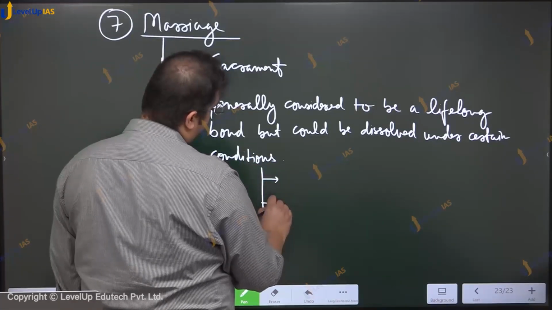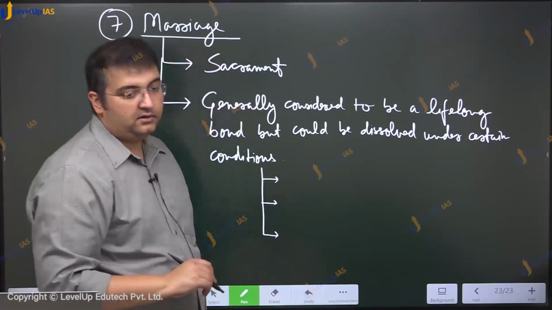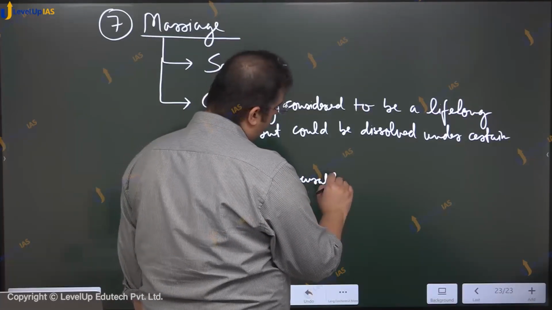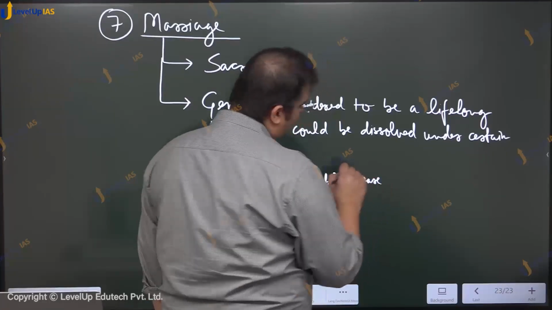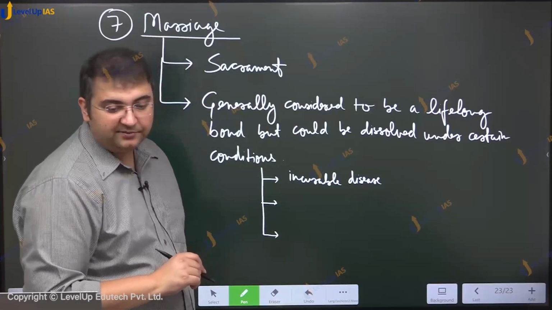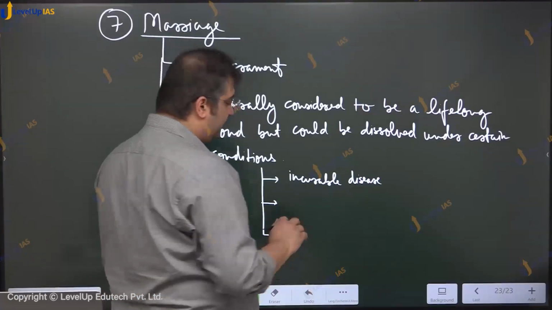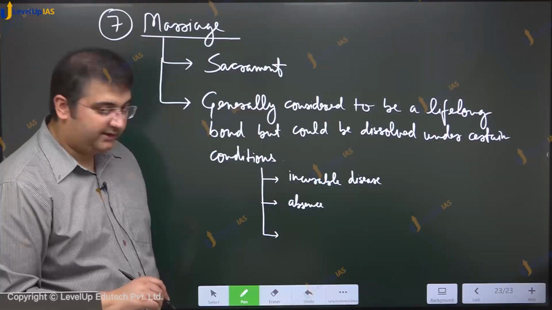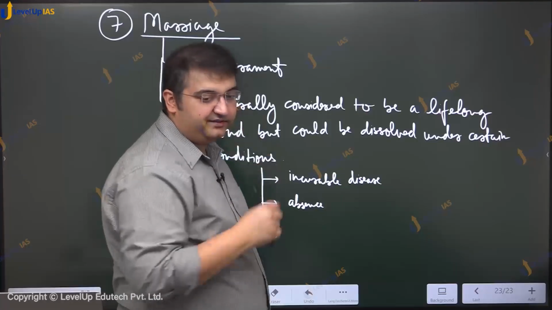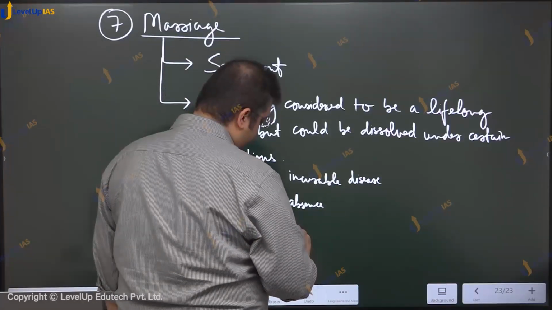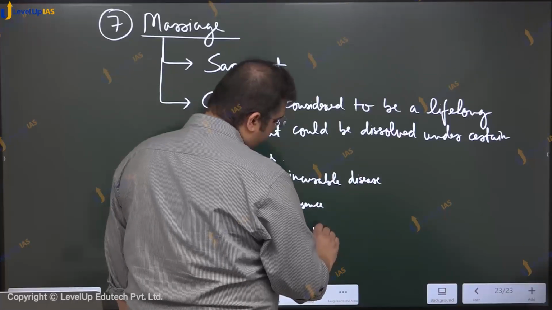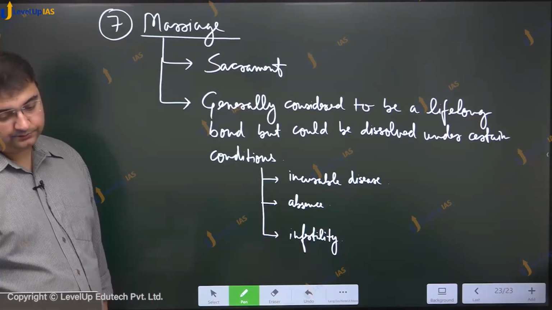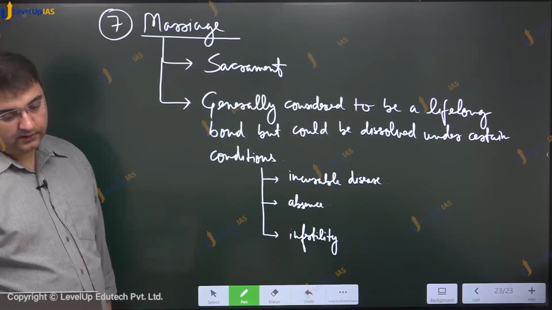Namely, if the husband or wife is suffering from an incurable disease, or if he has been absent for an extended period of time, पता नहीं है, भाग गया है, right? Or if either partner is suffering from infertility, cannot have children. In such cases, marriages may be dissolved. ठीक है?